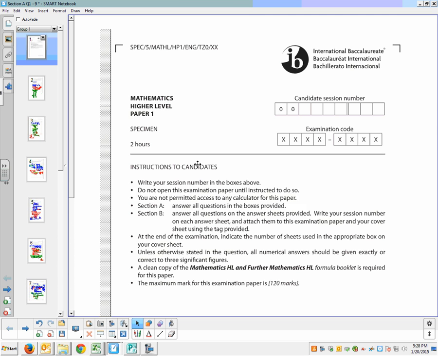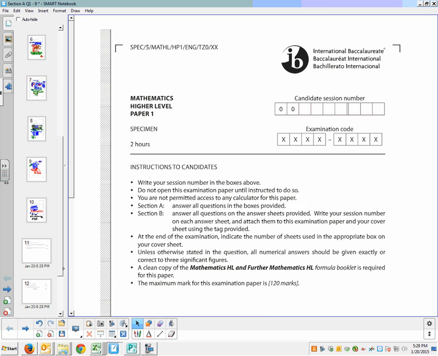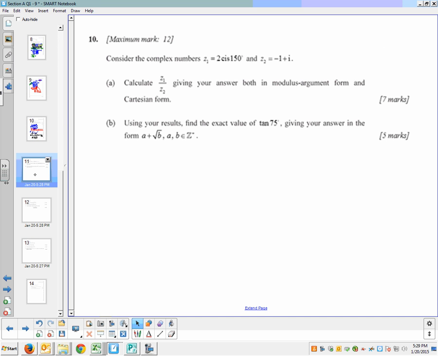Okay, this is going to be section B, what's left of the paper for you to refer to. I'm not going to do question 10, except to just give you a very brief outline of how it's done, so that when you have done it, you can always come back and have a look at this.